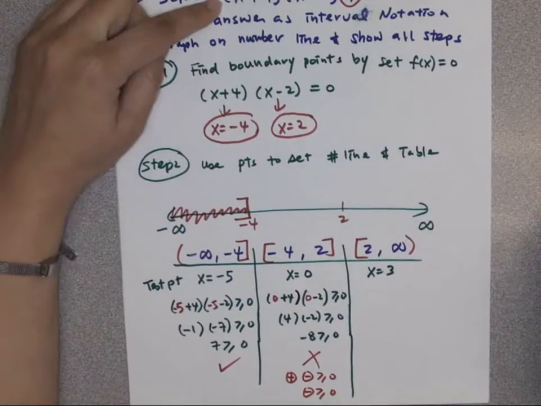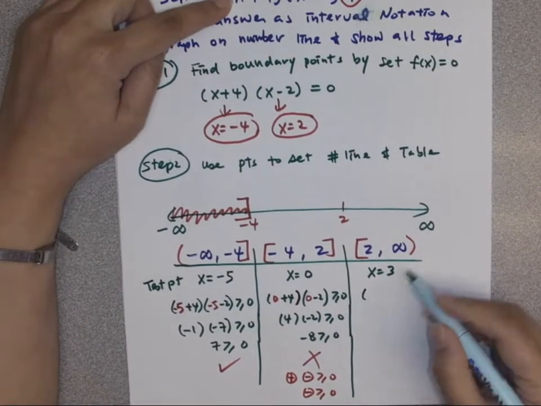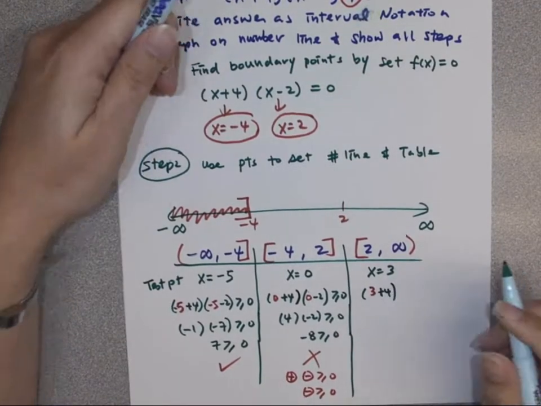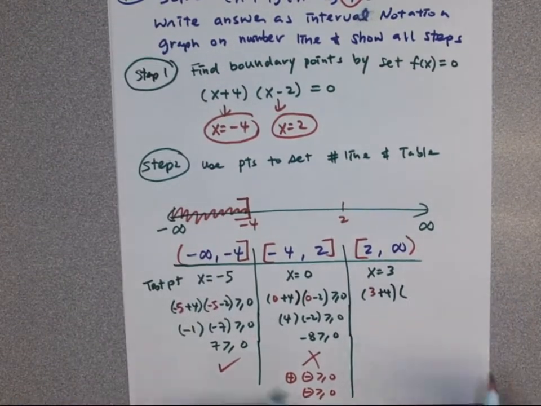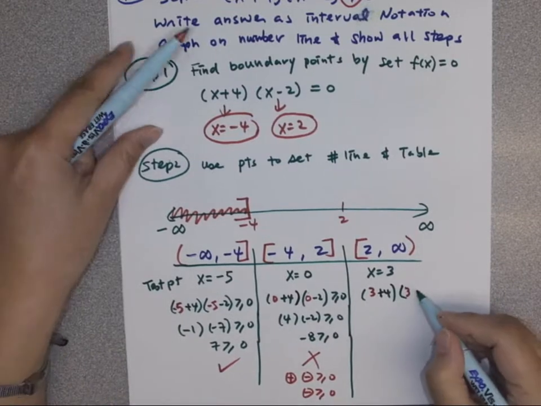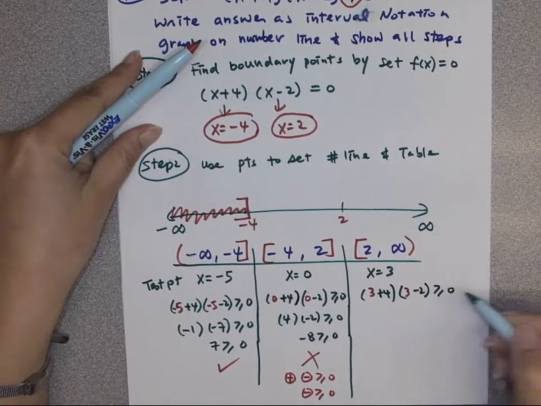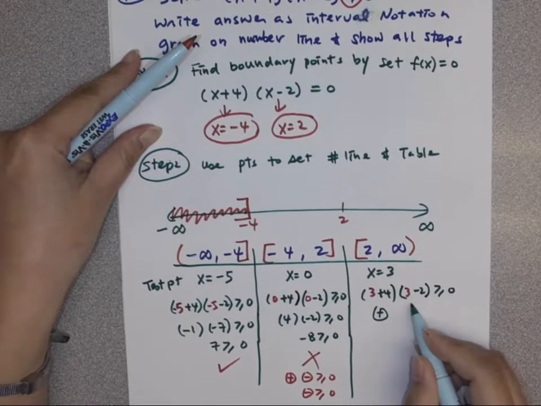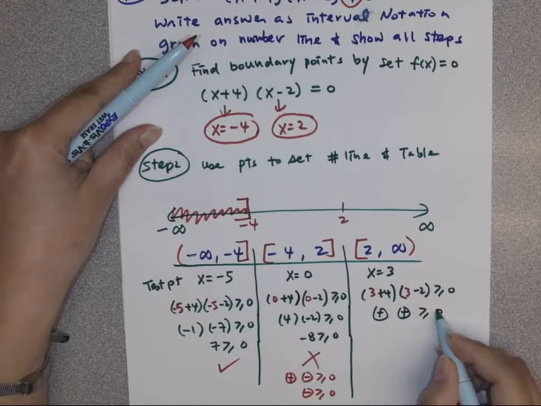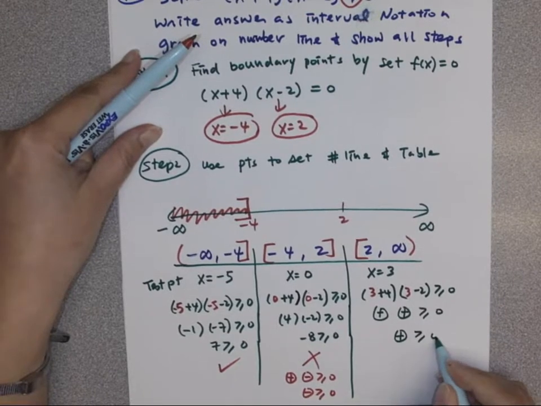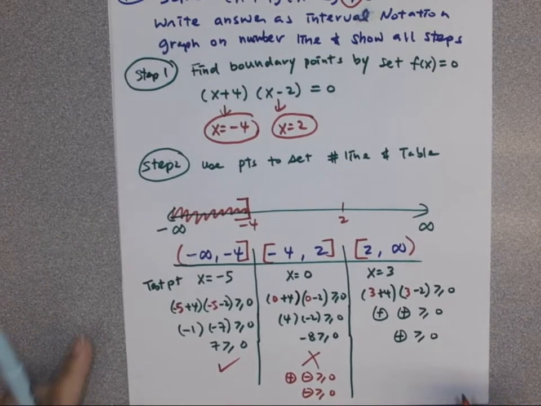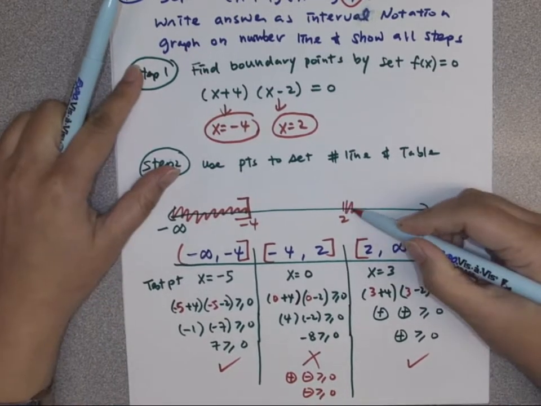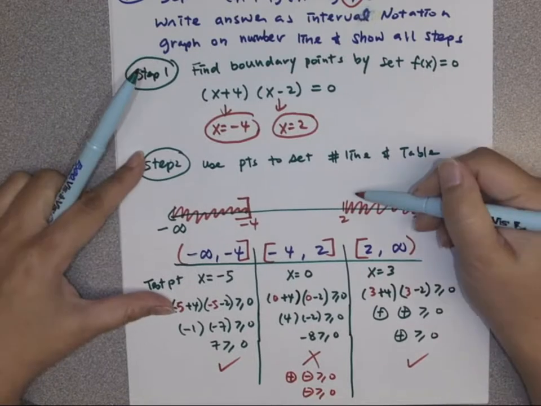The next one, if I plug in a 3, so 3 plus 4 times 3 minus 2, is it greater than or equal to 0? So basically I have a positive number 7 here, right? Times another positive 1. It will end up with a positive number greater than or equal to 0. This is also true. So this would be acceptable showing steps. So I also know this part is part of my solution. Again, come with a bracket.